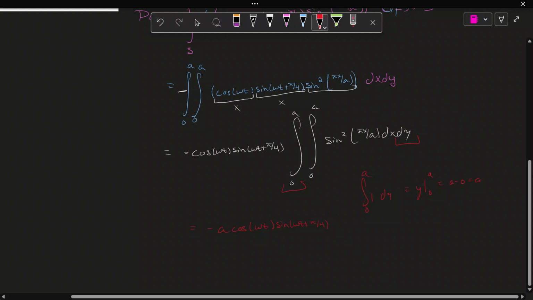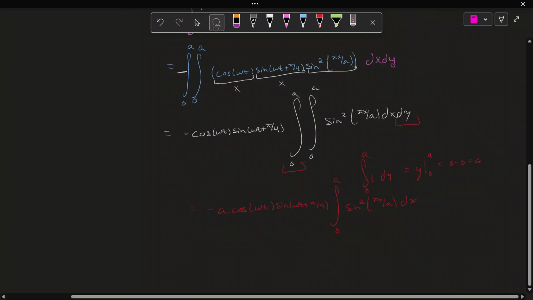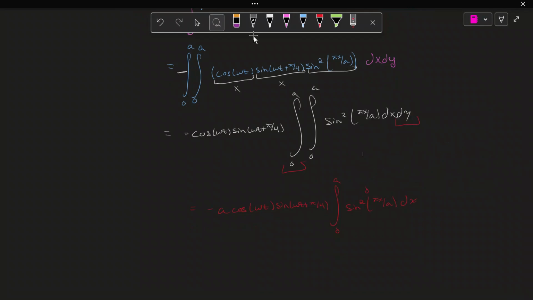And then now you have the integral from 0 to a of sine squared pi x over a dx. All right, so now you have the integral of sine squared pi x over a. This is a tough one. You have the sine squared. What is that? Sine squared. Oh, man.